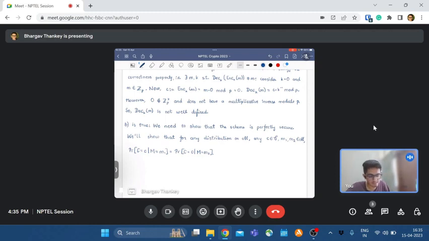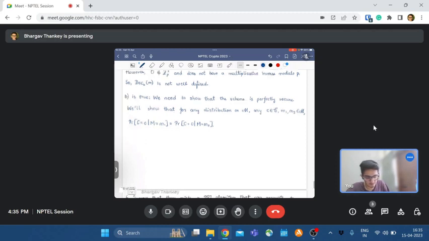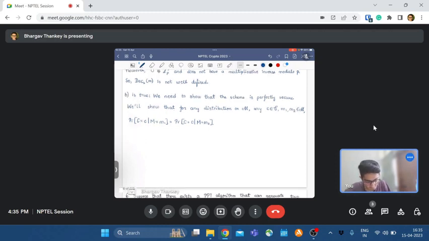This definition basically says that the ciphertext is independent of the underlying message. So if I give you the ciphertext, you get no information about the underlying message. So let's see why this is true.